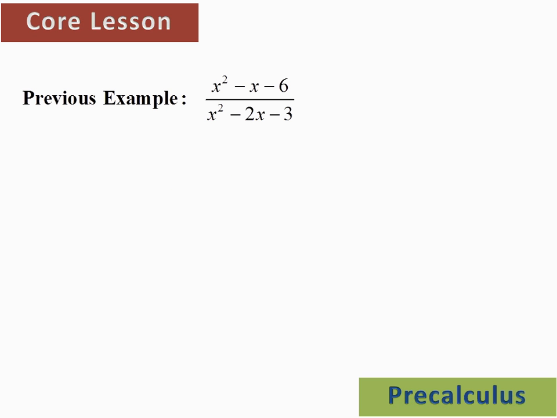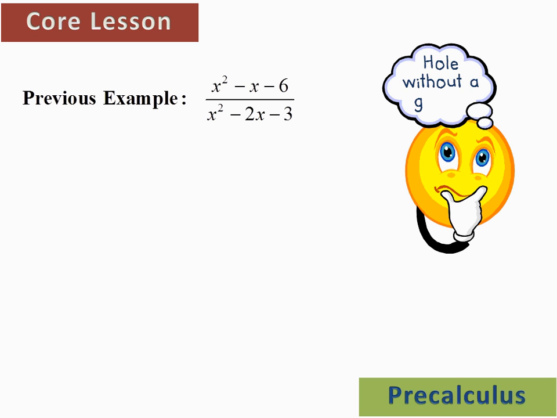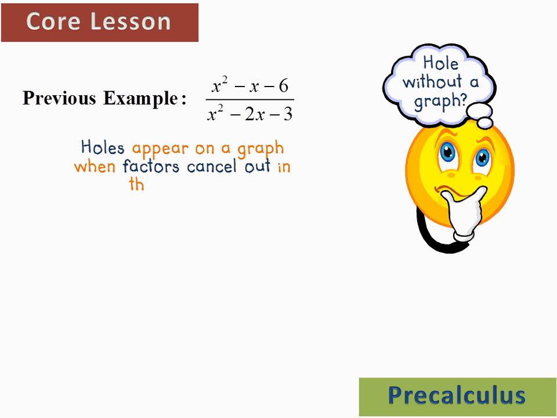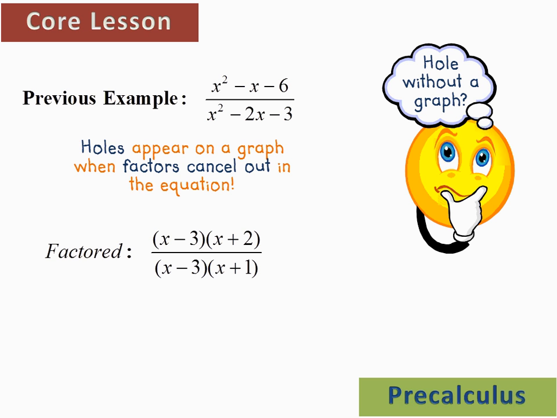So using this same example, how do you find the hole without a graphing calculator? Well, it turns out that holes appear on the graph when factors cancel out in the equation. You might have the same factor on top as on bottom, and then you can just cancel them out. As I factor the numerator and the denominator, this is what I get. And as you can see, the x minus 3's do cancel out. Therefore, the hole is at 3. And we already found that just by looking at the graph and the table.